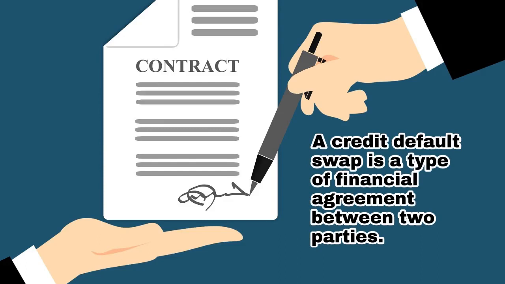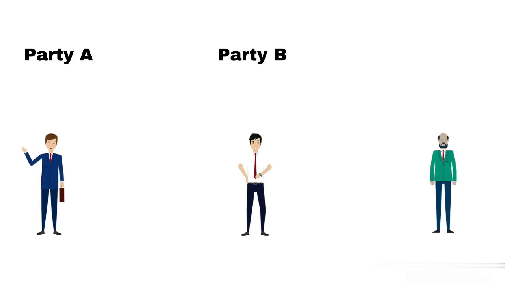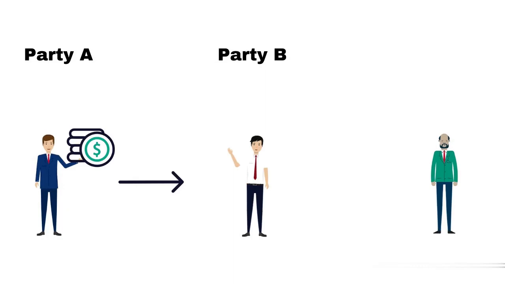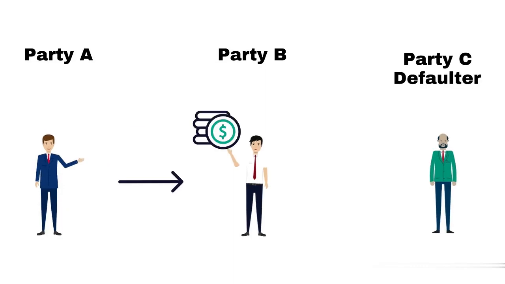A credit default swap is a type of financial agreement between two parties. One party, let's call them Party A, agrees to pay the other party, Party B, a certain amount of money if a third party, let's call them Party C, defaults on a loan.